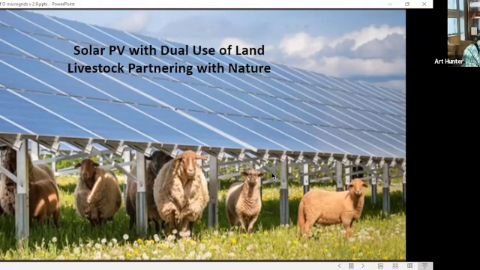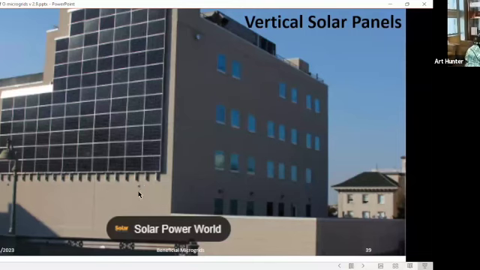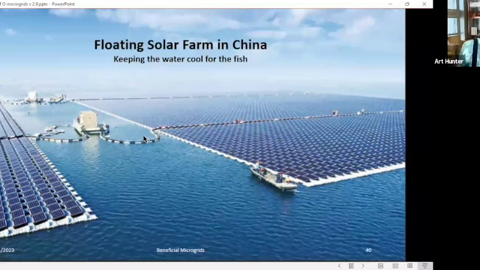Now, vertical solar panels do exist, and there's a number of new designs that are under development as we talk. In China, they have floating solar farms, and that helps keep the water cool for the fish.